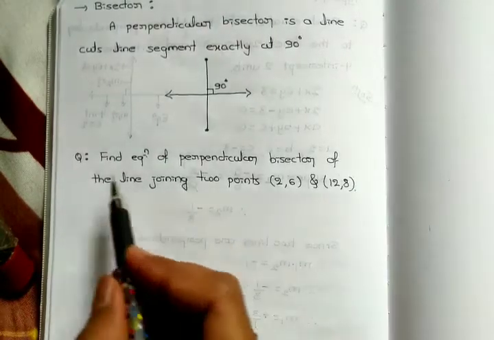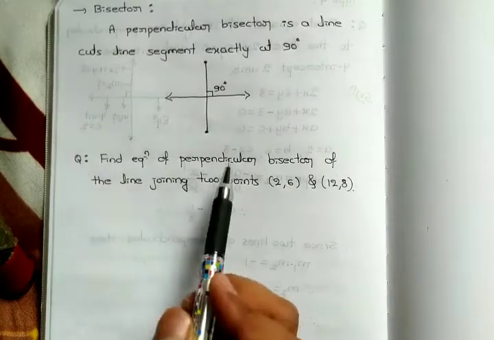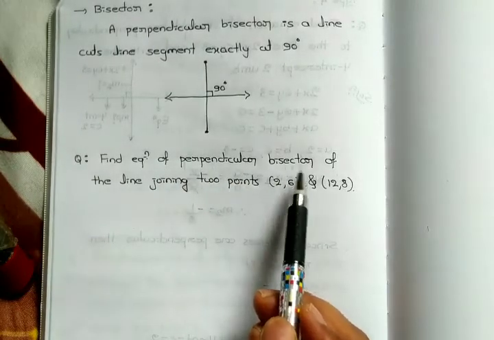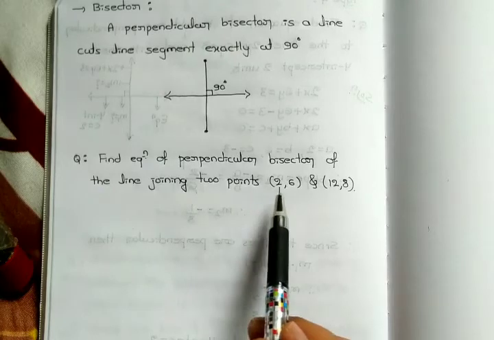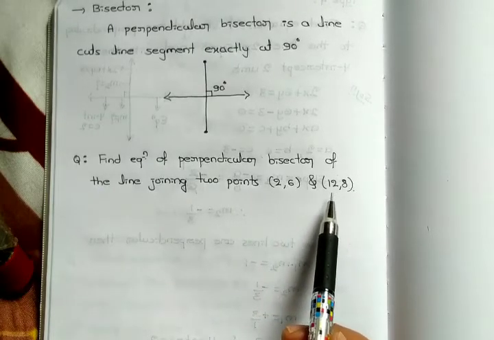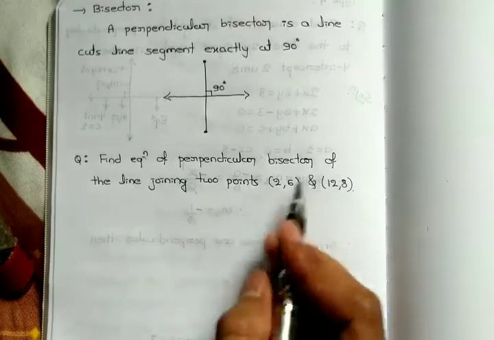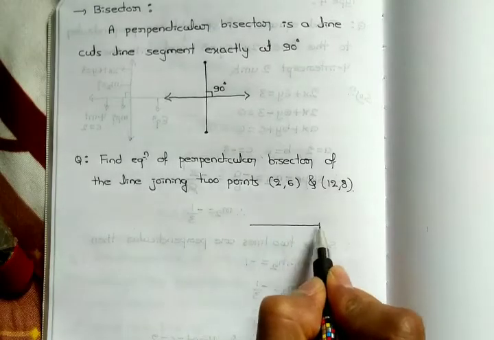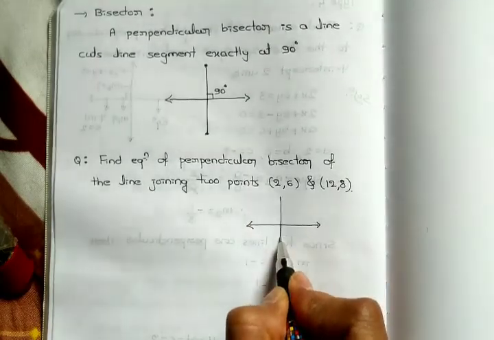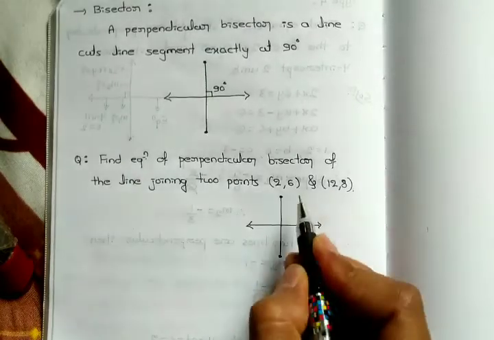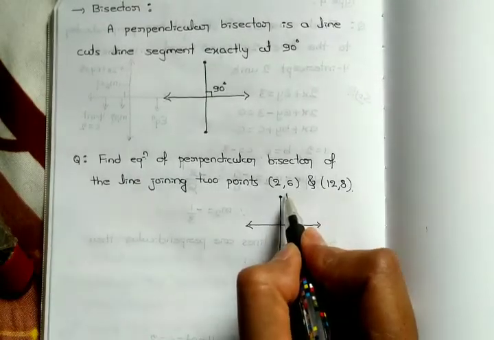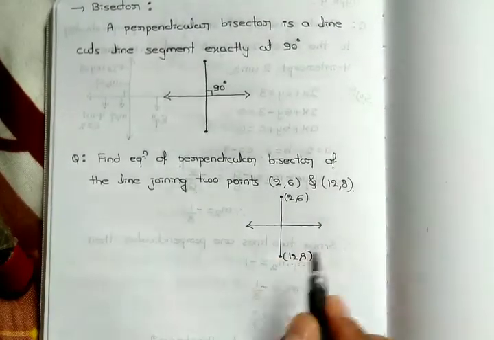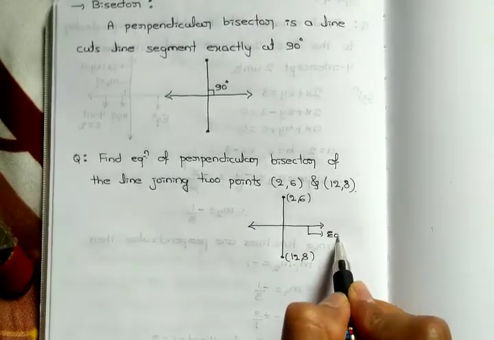Now we'll solve an example to find the perpendicular bisector. See the question: find the equation of the perpendicular bisector of the line joining two points (2, 6) and (12, 8). So here the line is there. This is the perpendicular, this is the line segment. The two points are already given, (2, 6) and (12, 8). So for this line you need the equation.